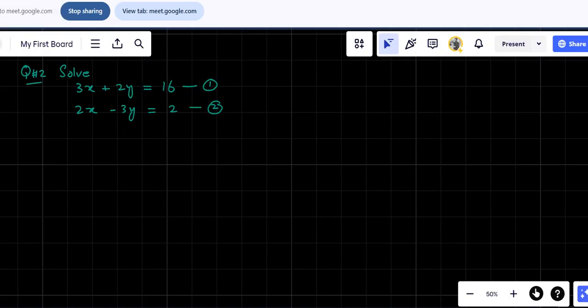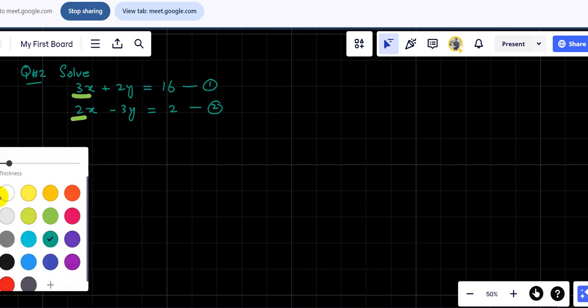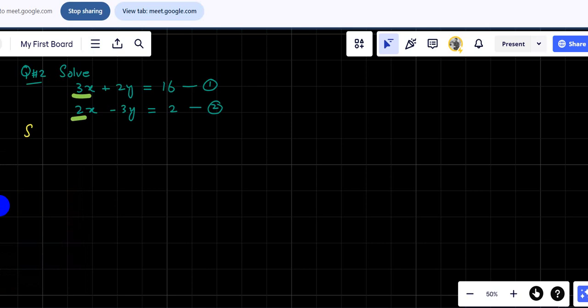The very basic rule is, to eliminate x, the coefficient of x should be the same. But here, the coefficients of x are different. The coefficient of x here is 3, and the coefficient of x here is 2. So how can we make them the same? Do you have any idea? We can. Let me solve it.